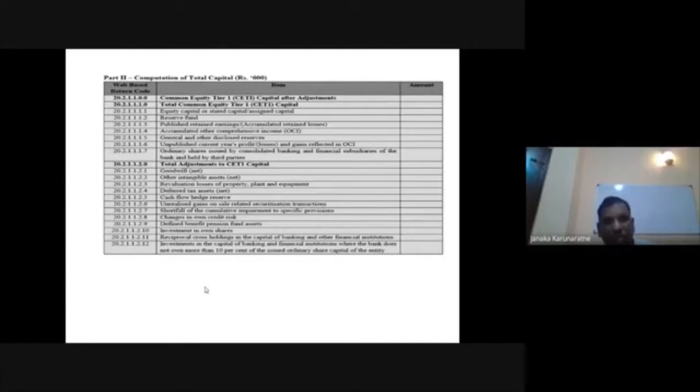If you look at Common Equity Tier 1, you see the different elements that could be eligible under it. I am not going to explain each and every one. So: equity capital or stated capital, assigned capital in the case of a foreign branch, the reserve fund, published retained earnings or accumulated retained losses, accumulated other comprehensive income, general and other reserves, unpublished current year profit or gains reflected in other comprehensive income, and ordinary shares issued by consolidated banking and bank financial subsidiaries of the bank and held by third parties. Okay.